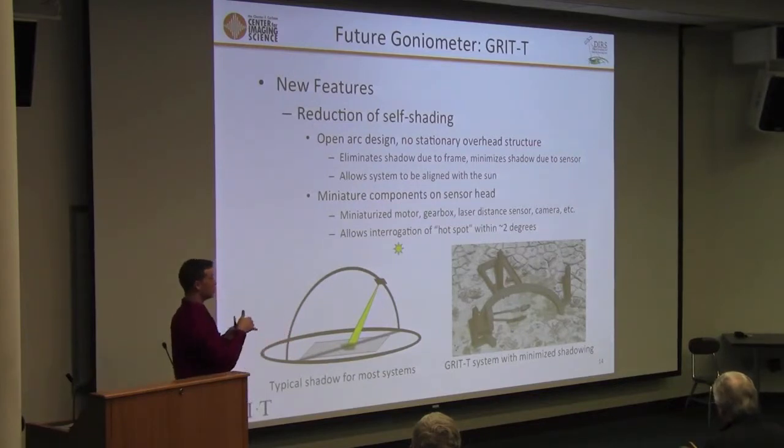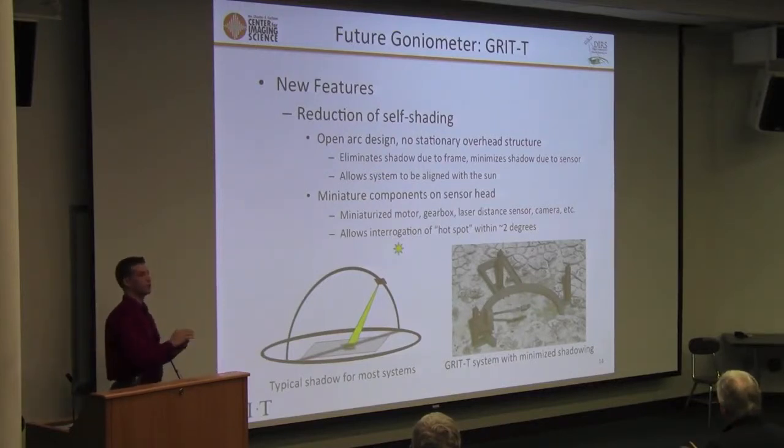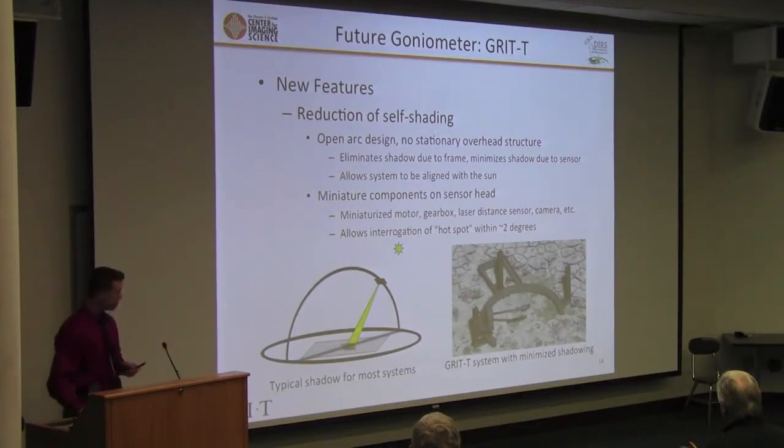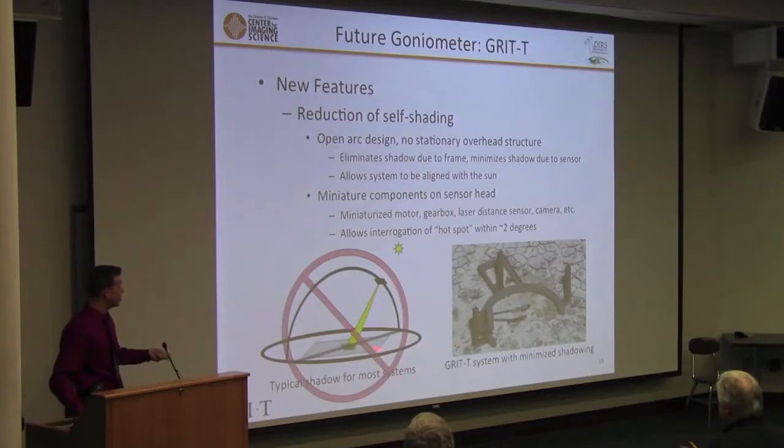And so you'll be able to get very close to the opposition effect, about within 2 degrees or so. And you're not shadowed during any other portion of the scan. So only when you get very near to the sun could you ever actually have a shadow. Other than that, all the shadows will be behind the system. So again, that's what we don't want. What we're trying to get is something where we have minimized shadowing and allows us to interrogate the backscatter of the hotspot.